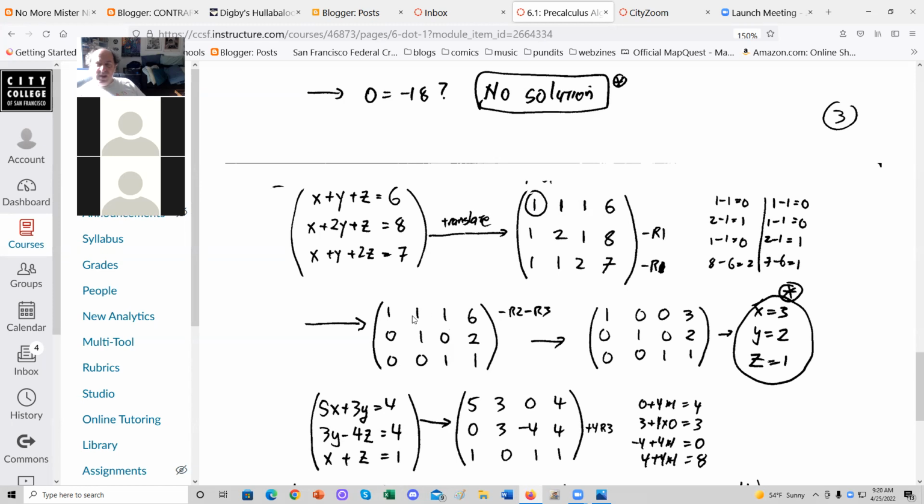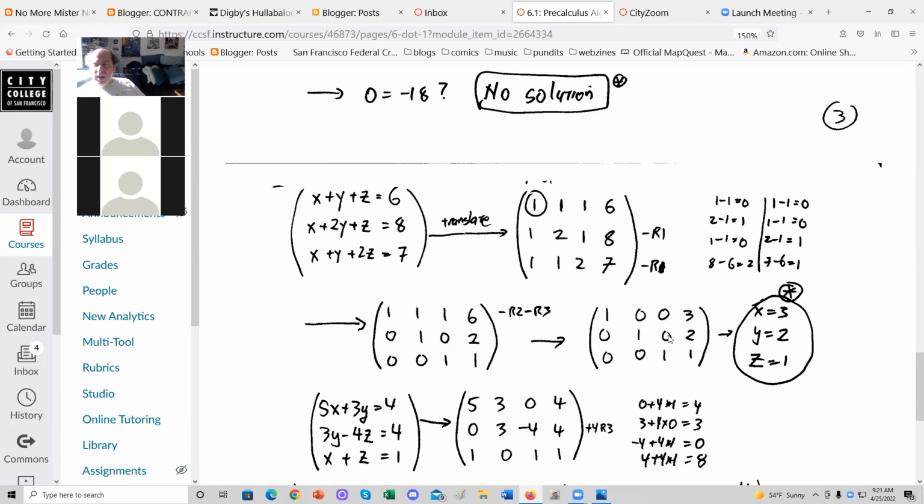We have something convenient here. We can use this one here to eliminate that, and this one here to eliminate that. Now the zeros here won't interfere at all. So we'll take this row and subtract row 2 and row 3. 1 minus 0 is 1. 1 minus 1 minus 0 is 0. 1 minus 0 minus 1 is 0. 6 minus 2 minus 1 is 3. And lo and behold, we already have it all done.